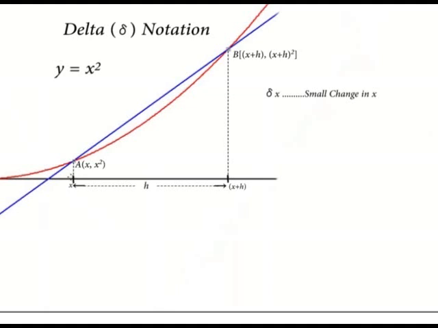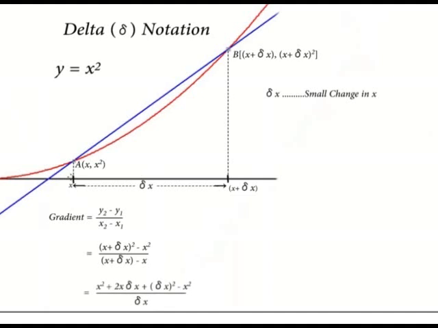If we work the gradient function of our curve, we simply replace h with delta x. So in our case, gradient AB will be delta y over delta x. That is change in y over change in x. So replacing h with delta x, we shall have x plus delta x squared minus x squared over x plus delta x minus x. Expanding that, we have x squared plus 2x delta x plus delta x squared minus x squared over delta x.